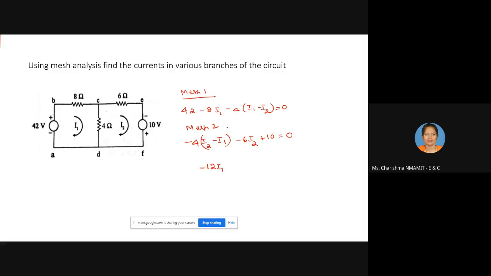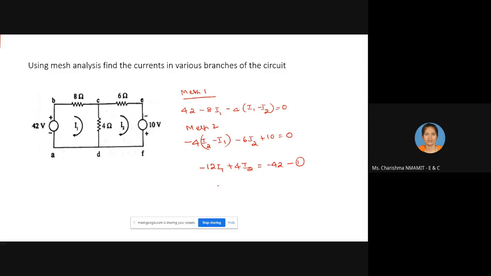Okay, the first equation is minus 12 I1, if we simplify it, plus 4 I2 equal to minus 42. That is the first equation.